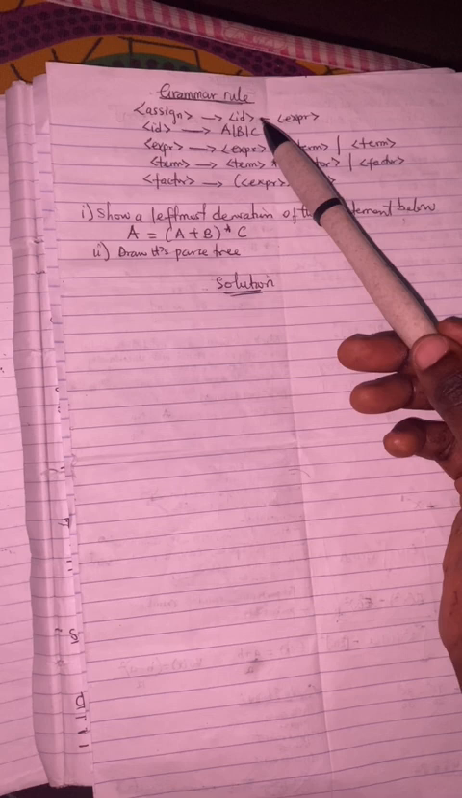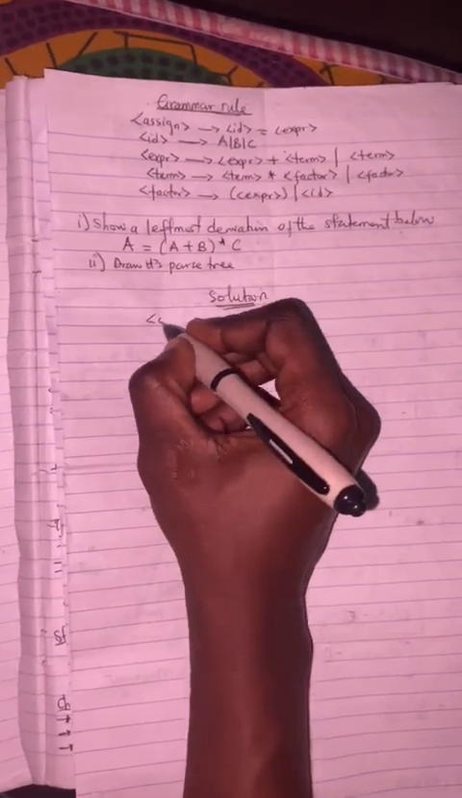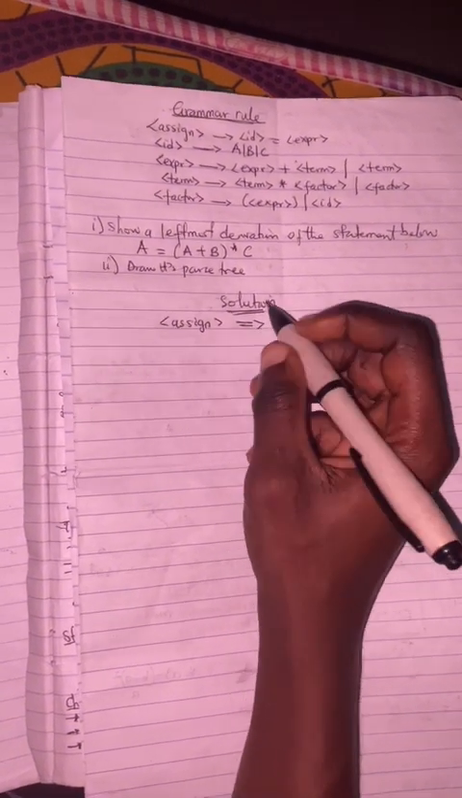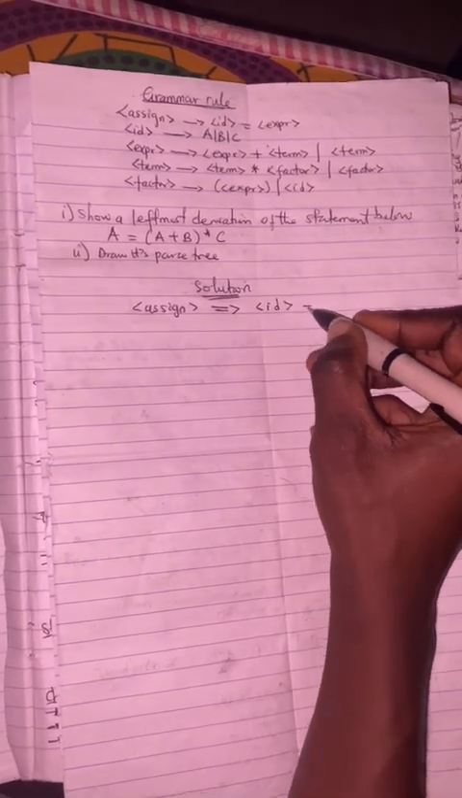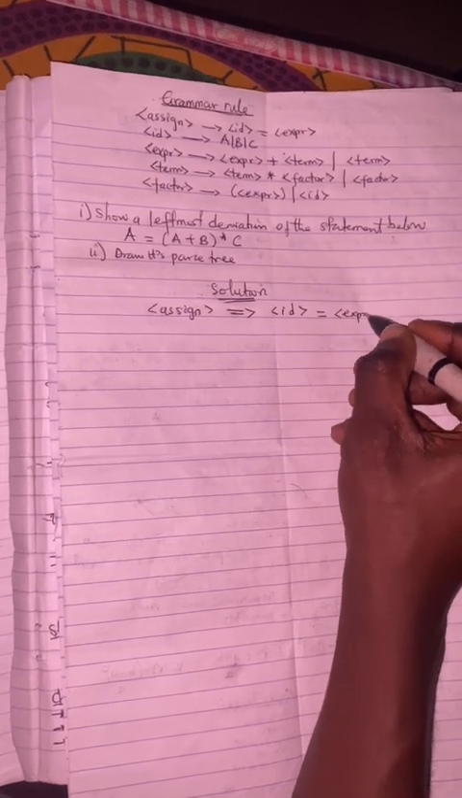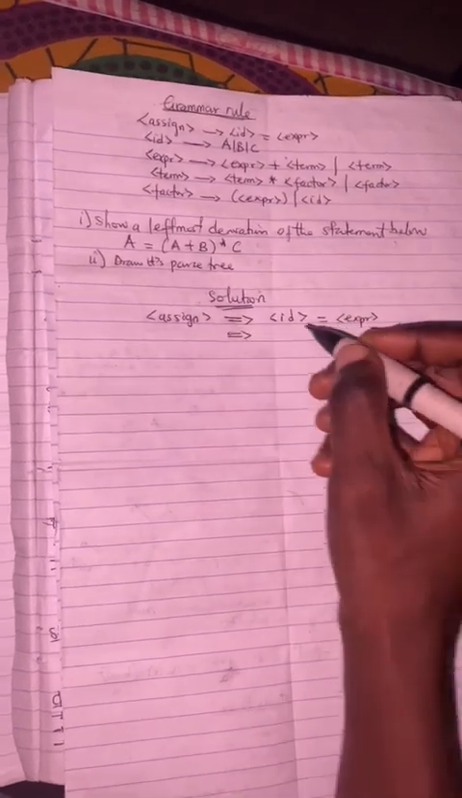sentence derivation. So you can see from the first part, assign will give us ID equal to expression. Assign equal to ID equal to expression. So we'll start with that. We'll have assign. Remember, it will yield. It's not the same line. This is two lines we are going to use. It's different. So assign will yield ID, right? And it's going to give us what? Expression.